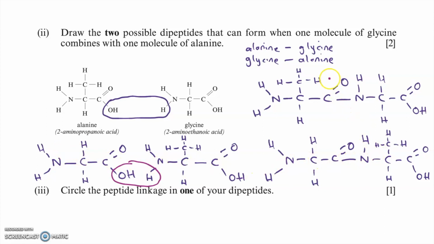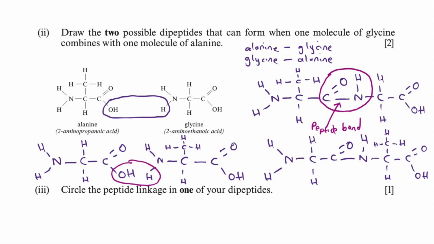And then all I need to do is circle the peptide linkage in one of the dipeptides. So I'm going to circle this now. It's a C double bond O, NH, and the actual peptide bond is this bond between the C double bond O and the NH, and that is the peptide bond, and I've circled the peptide linkage. So there's 2 marks here for the dipeptides and 1 for circling the peptide linkage.